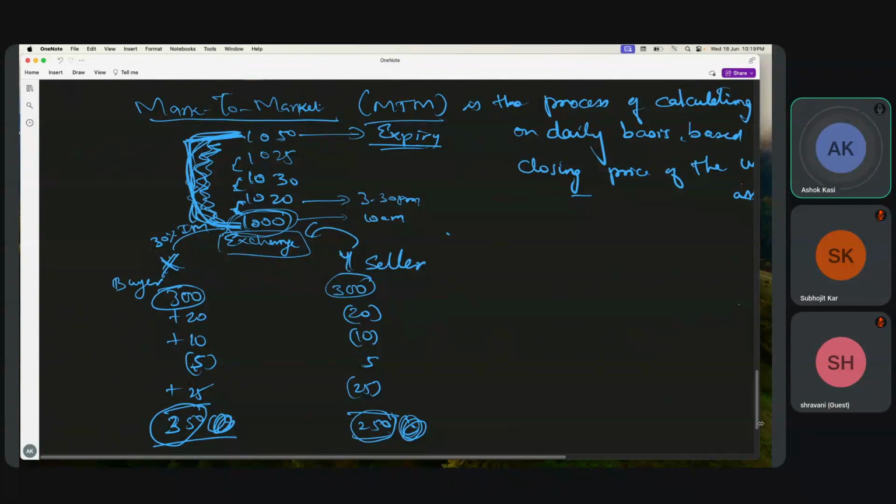Is it fine? Yes. That is the beauty of this product, futures, and that is the reason you don't have to own the underlying asset. That means if this is Reliance, I don't have to own Reliance to say that Reliance will come down.